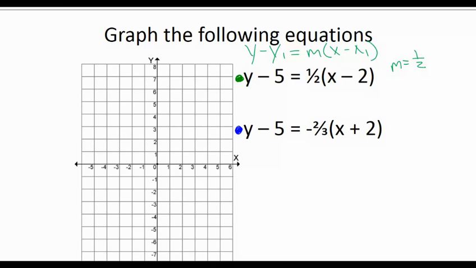Now I can't do anything with just the slope. I also need the point. So let's look. You can see it's x minus x1. So this minus 2 here, that 2 is x1. y minus 5 here, that 5 is my y1. So I can write my point.